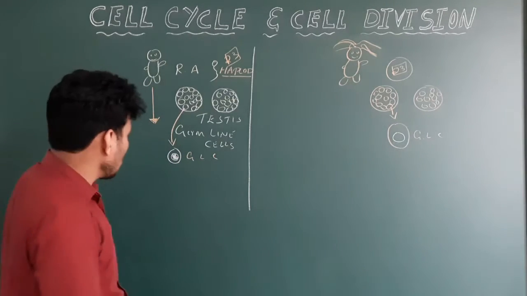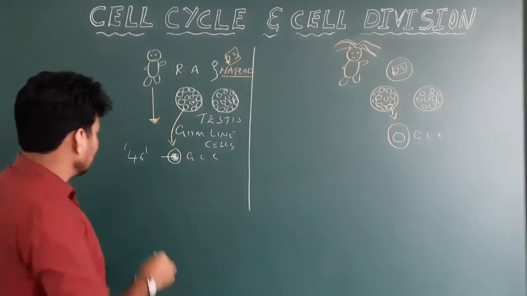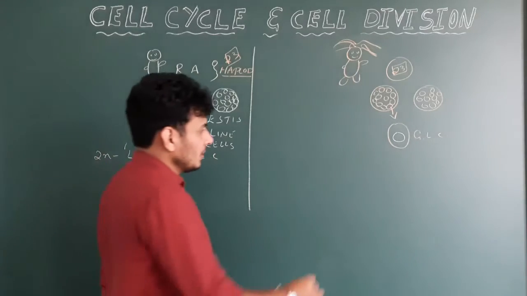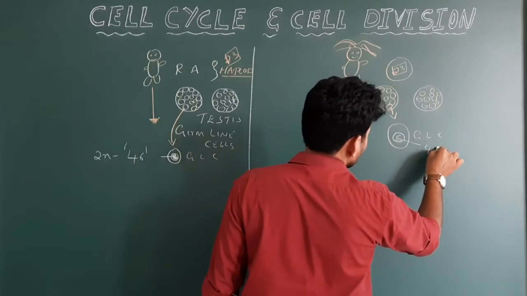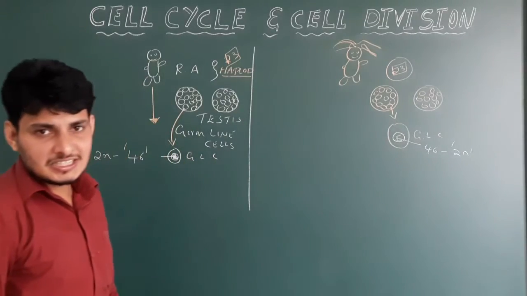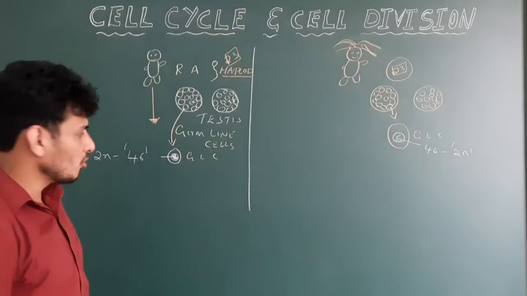So now the question is, how many chromosomes does it have? It has 46 chromosomes, because it is still in its diploid condition. Let me write 2n for diploid, not haploid. This is also the same thing. It has 46 chromosomes, and that is again the diploid condition. It is the initial stage of the formation of the haploid sperm as well as the haploid ovum.